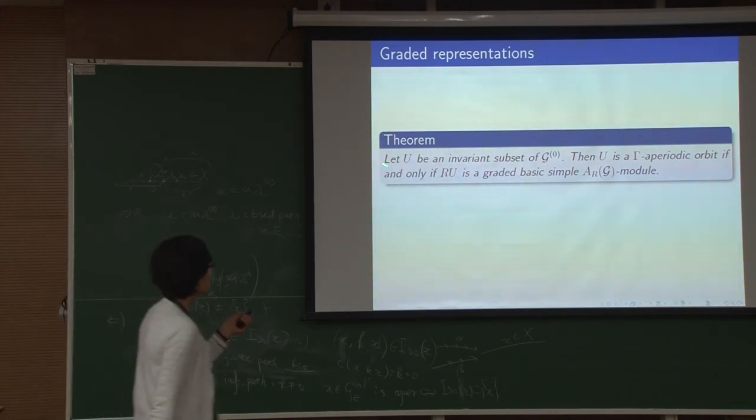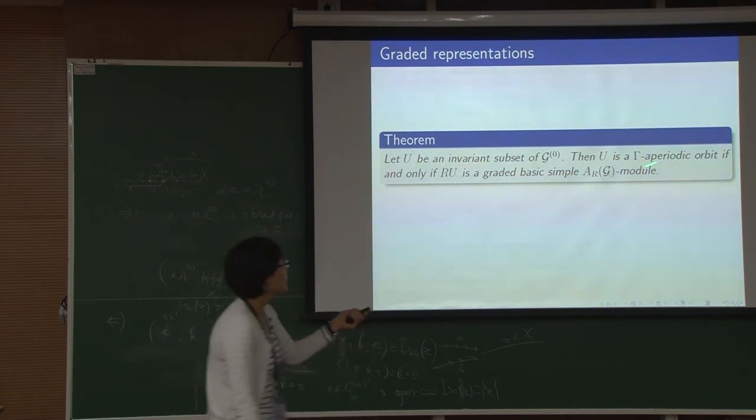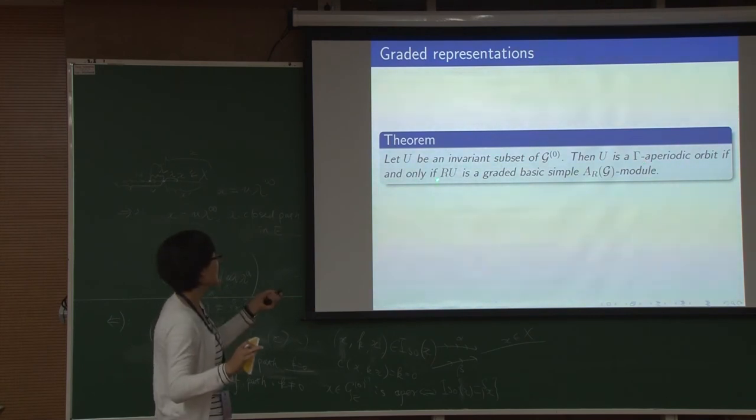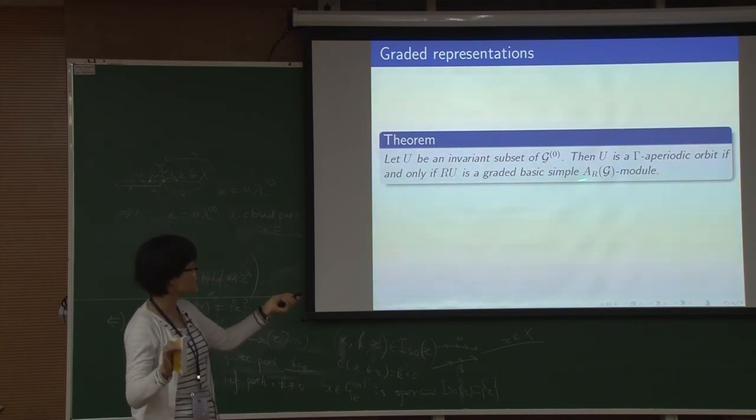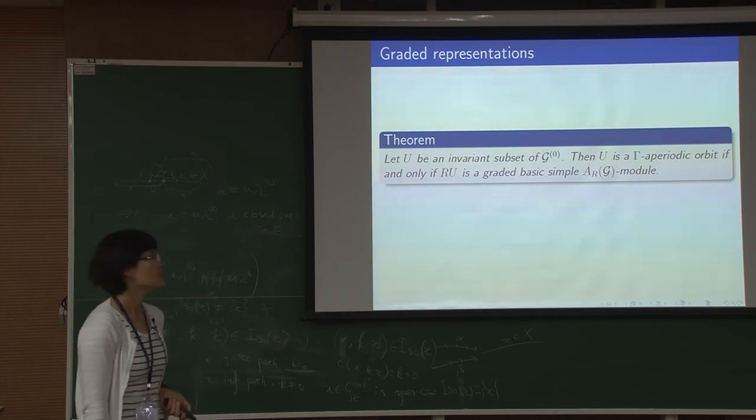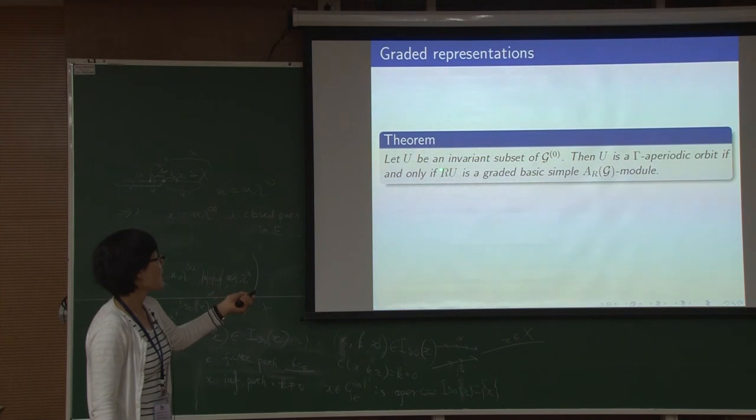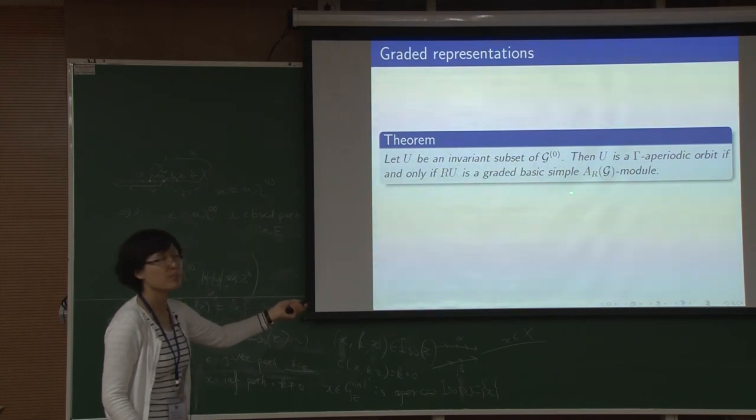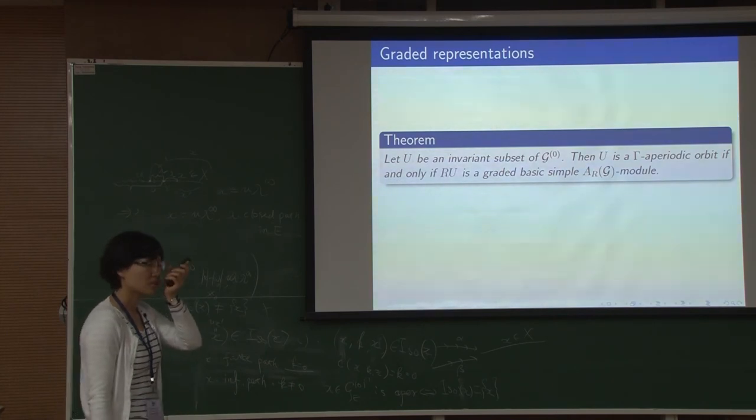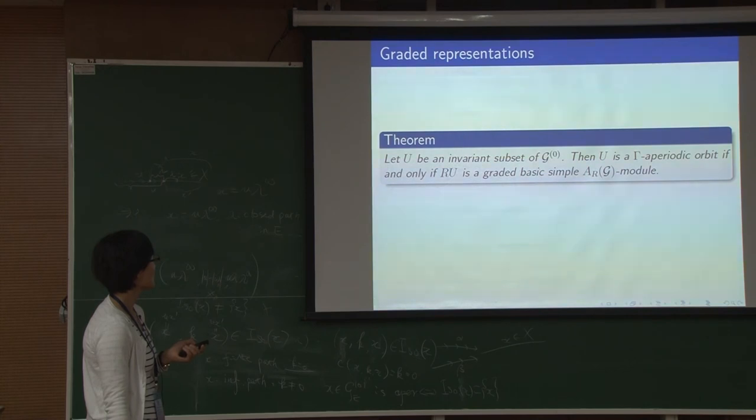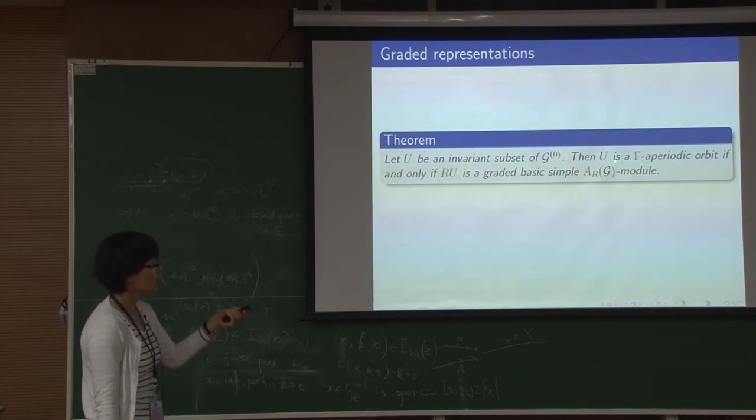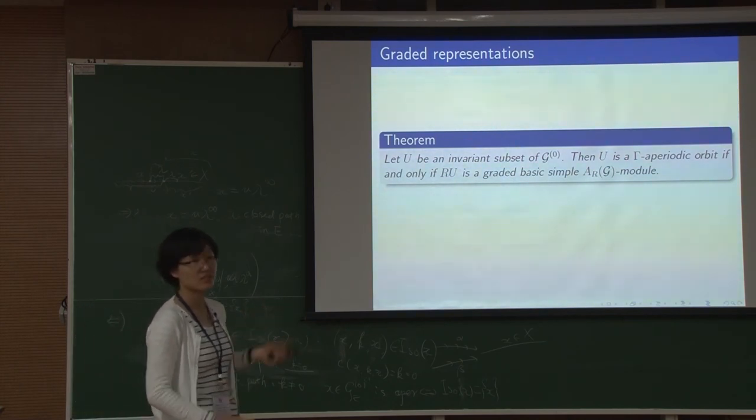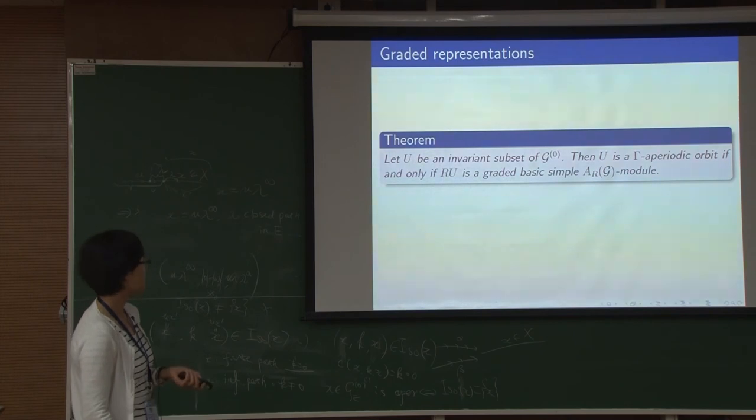Okay, here, given an invariant subset of D0, we have this result: U is a gamma periodic orbit if and only if RU is a graded basic simple module over the Steinberg algebra. Because R is a commutative ring with unit, if it's a field, we will see RU is graded simple over the Steinberg algebra. Here we need the invariant subset U to be periodic. We use this to give the module a grading, and then we can prove that it's a graded module.